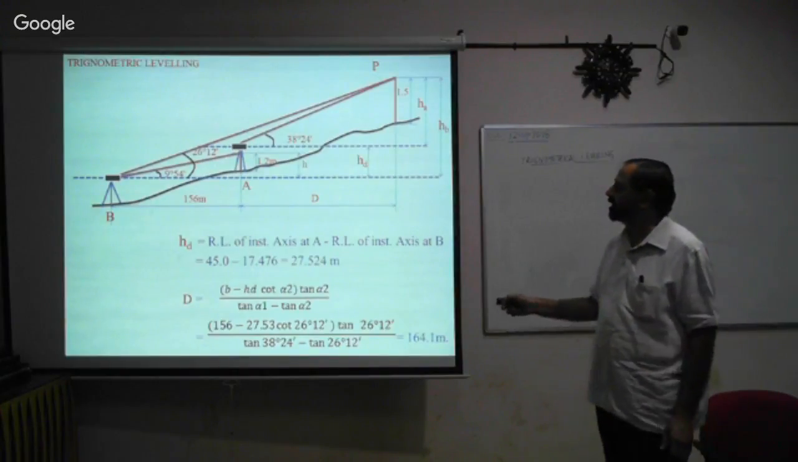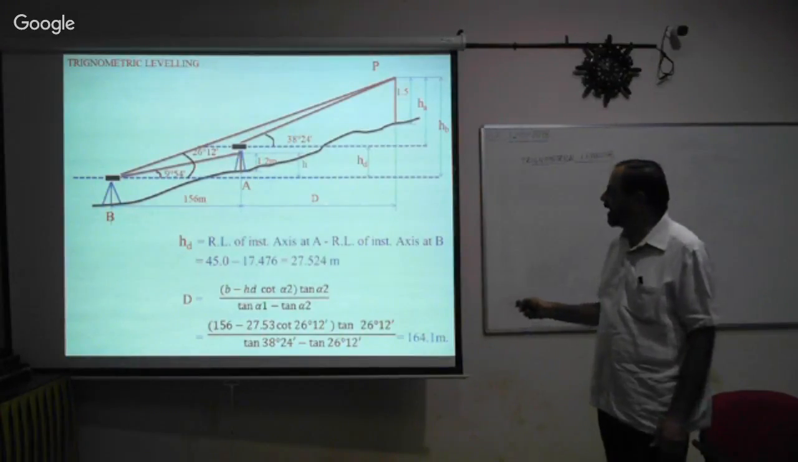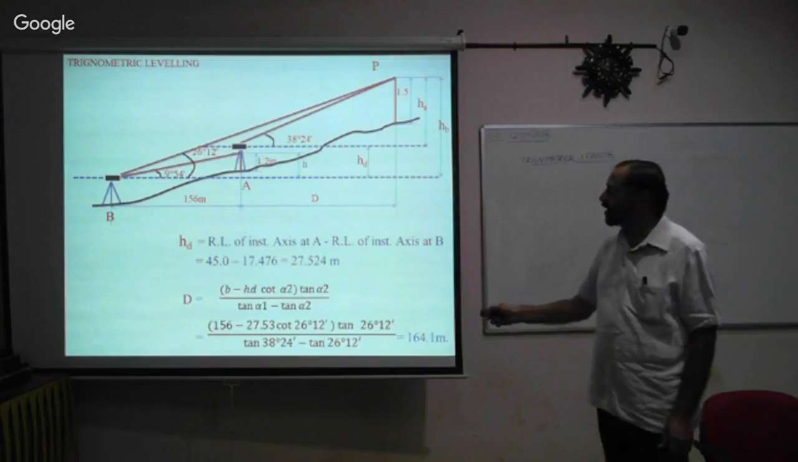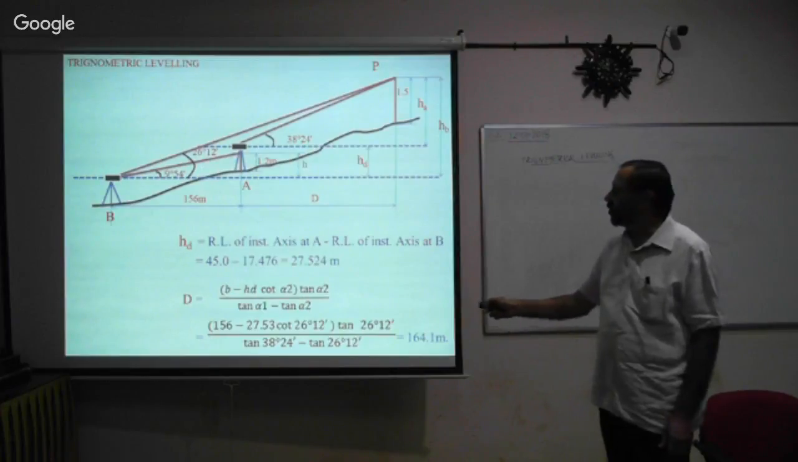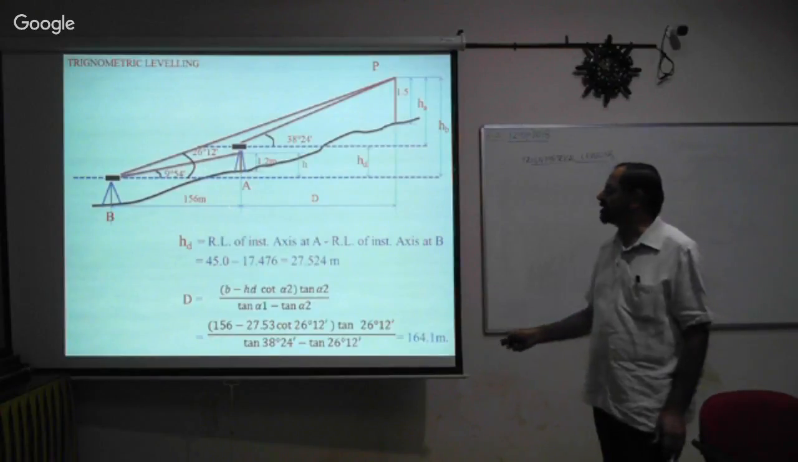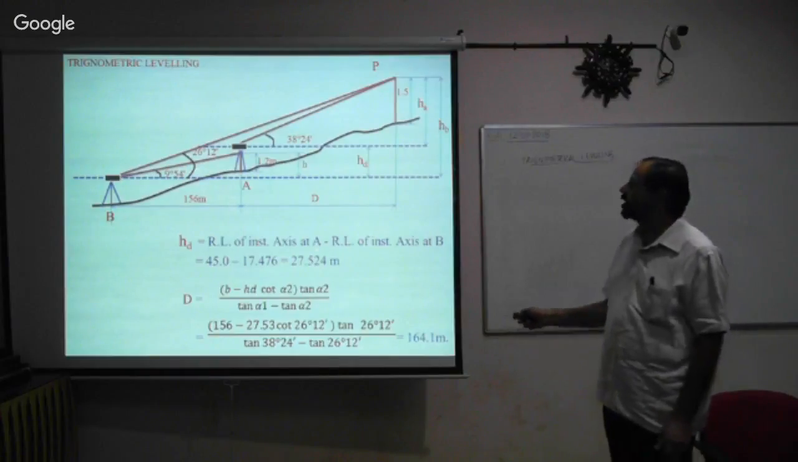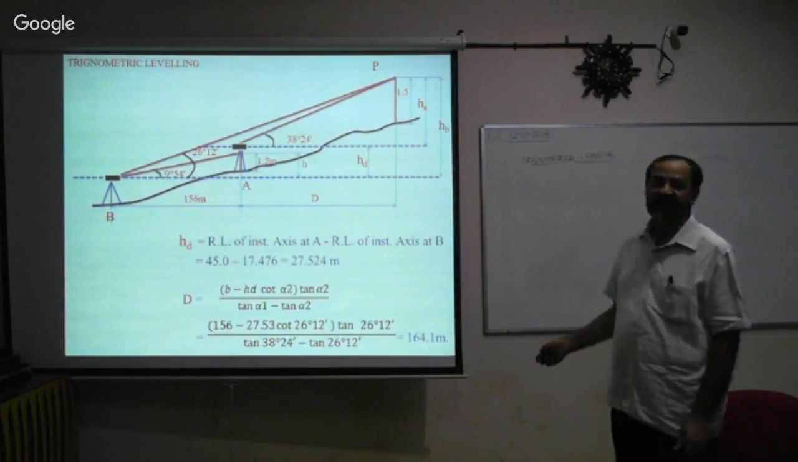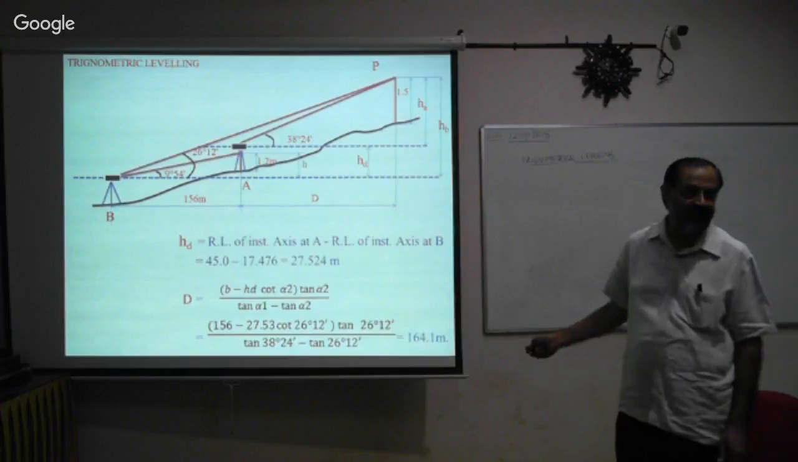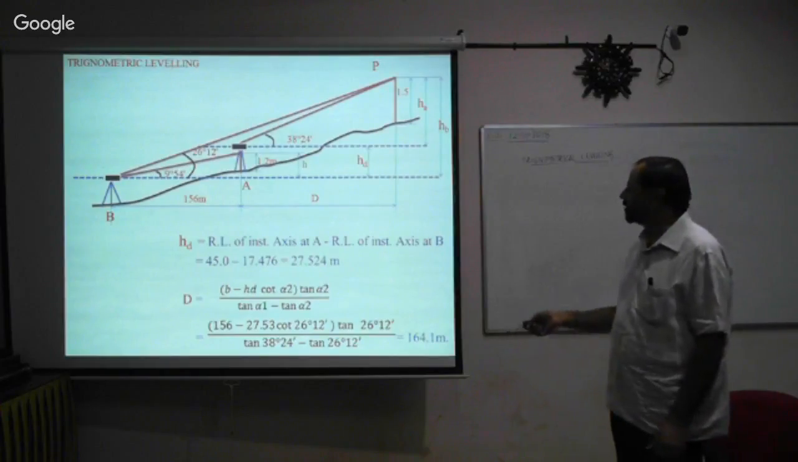Now here, this is B and this is D. Here B is reduced: B minus HD cot alpha 2, where alpha 2 is 26 degrees 12 minutes. Substitute this in the equation, then we are going to get D. D is 164 meters.